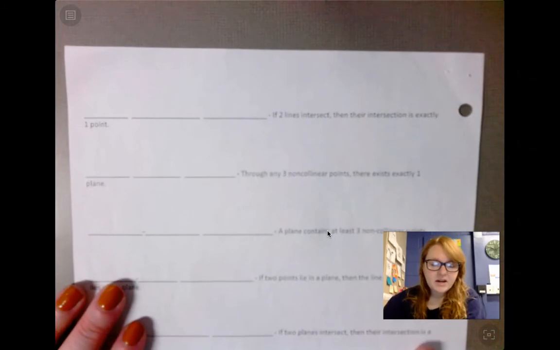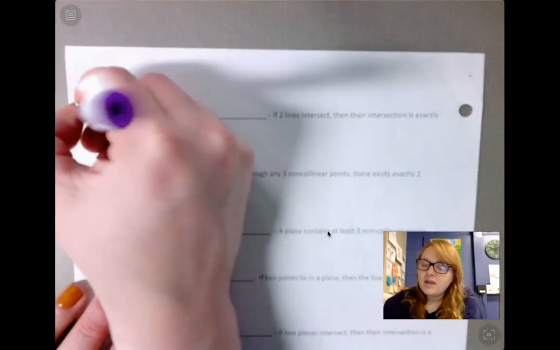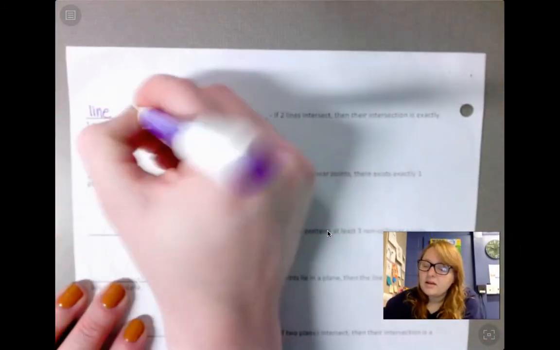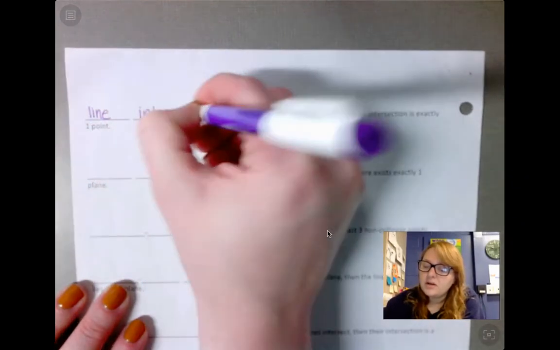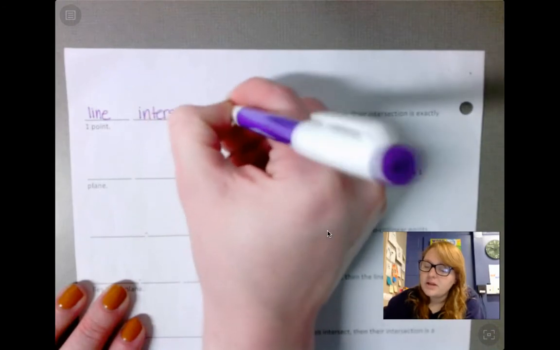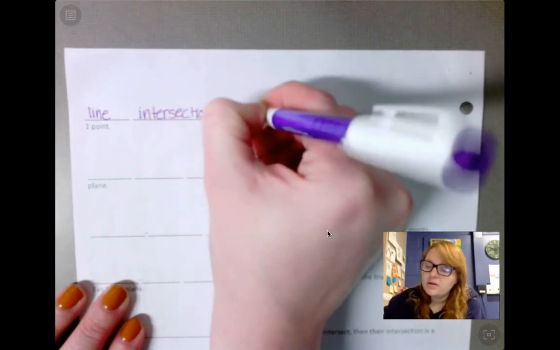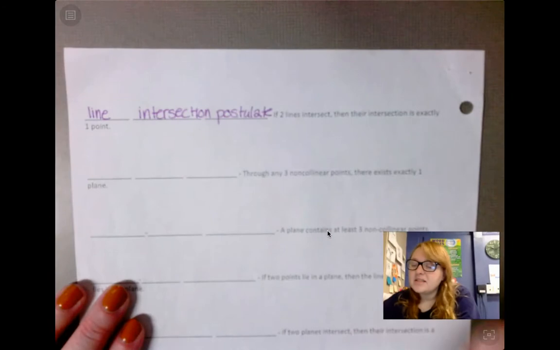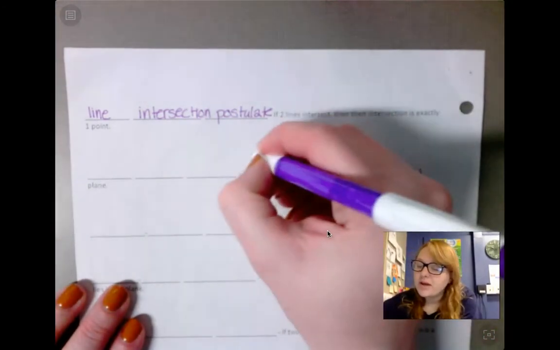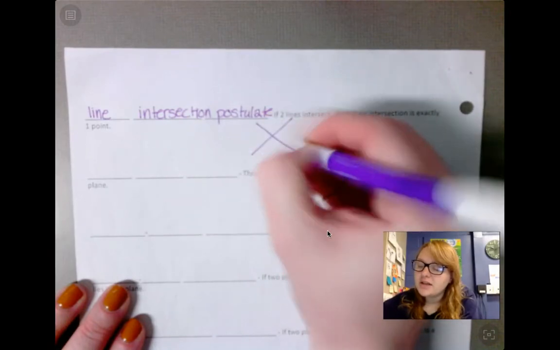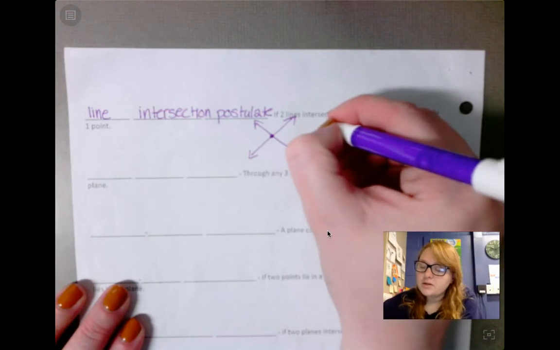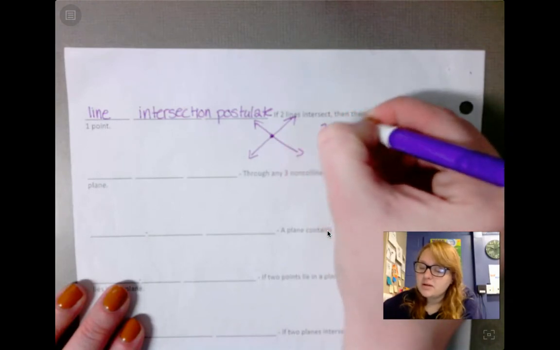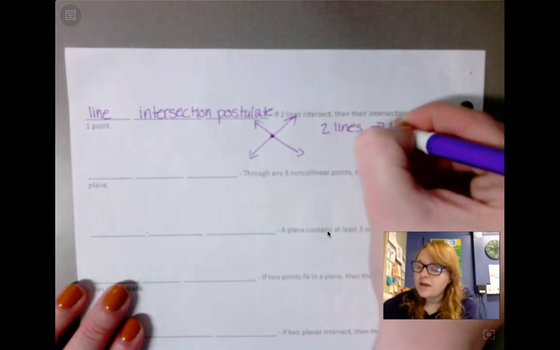On the back side here, we have the line intersection postulate. And that says if 2 lines intersect, then their intersection is exactly 1 point. Okay, so if you have 2 lines intersecting, they touch or they intersect at exactly 1 point. So if you have 2 lines, then you get a point.